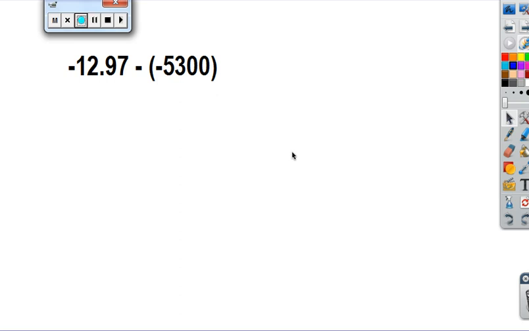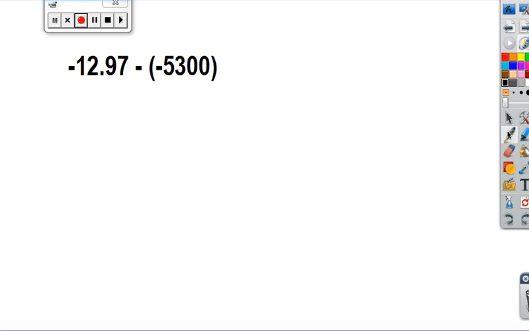So this is number 1 on the pretest, and it deals with subtracting decimals. Just like we did with the past unit, you have to pay attention to those negative signs. So it says negative 12 and 9700 minus negative 5,300.